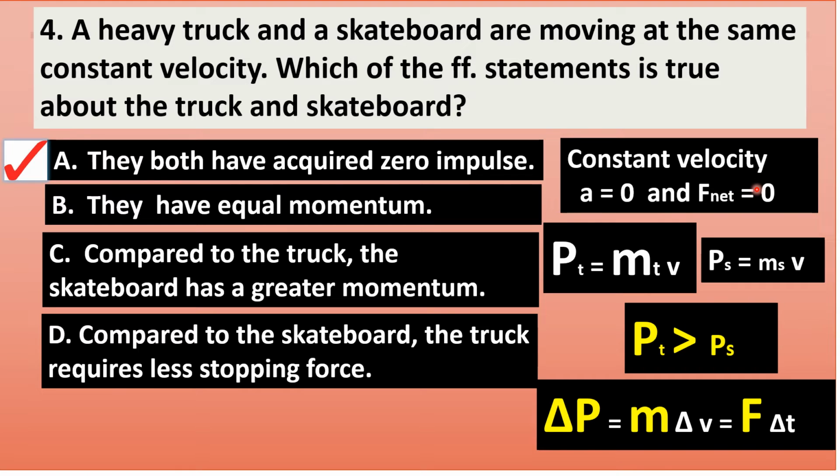and therefore no F net whatsoever, no net force, and so no impulse was imparted on each one of them. That makes our answer in letter A the best answer for this particular question. That is, they both have acquired zero impulse.